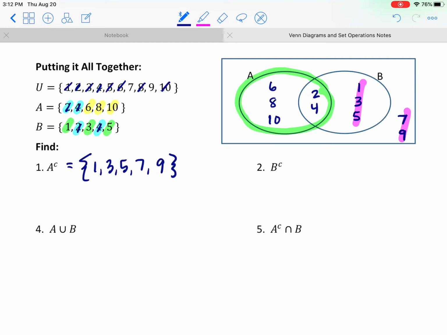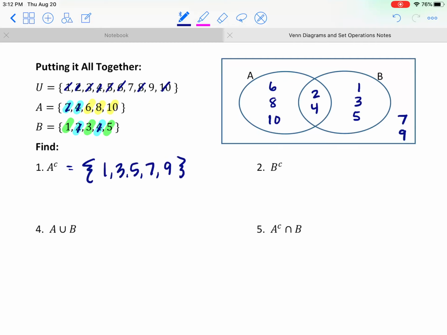And together, those evens and those odds make up the entire universal set. Okay? Let me do this again. I had to get rid of my highlights for the next one, but didn't want to get rid of that. 1, 3, 5, 7, and 9. Okay. How about the complement of B?